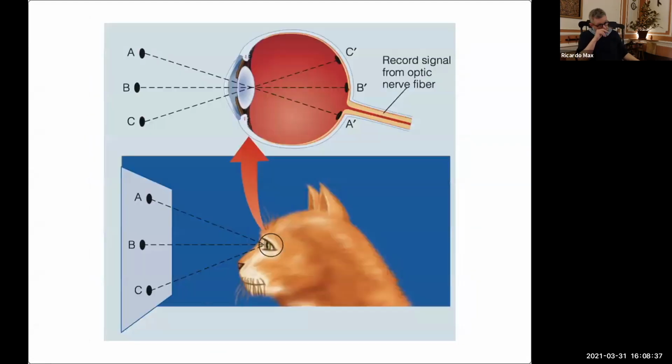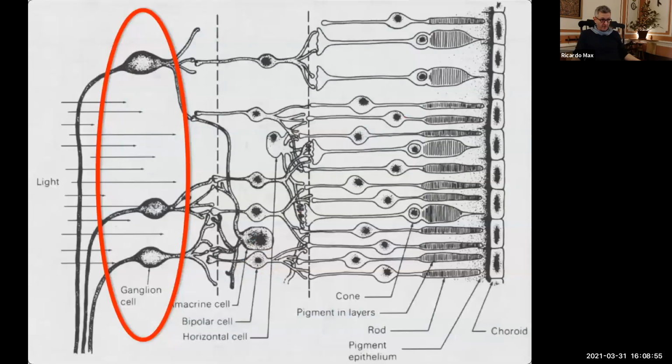So the following experiments were based on cats. They were not responding to it, they were not learning anything, they were fully anesthetized, but their eyes were working, and they had a probe in their ganglion cells.